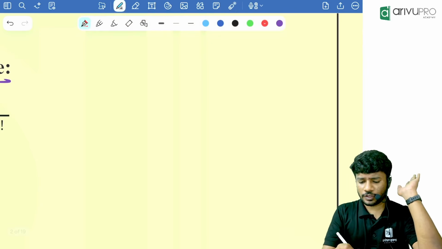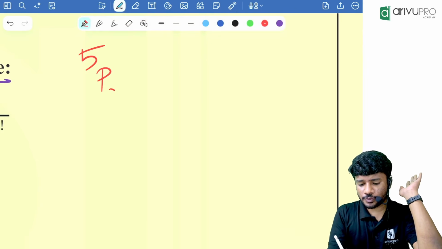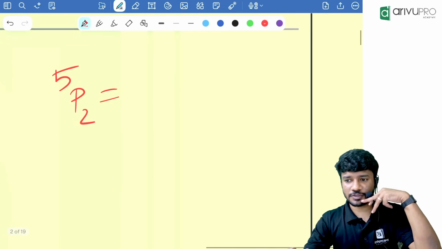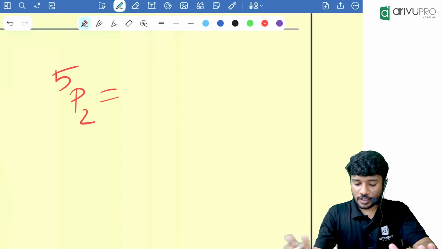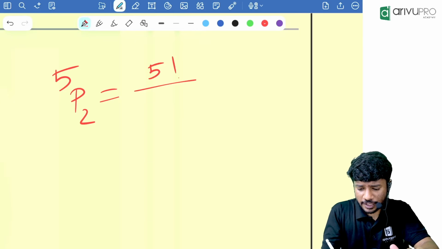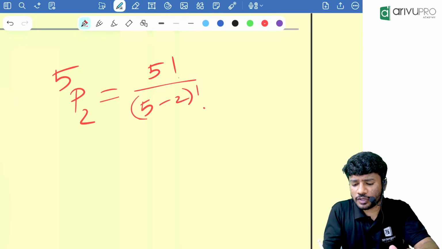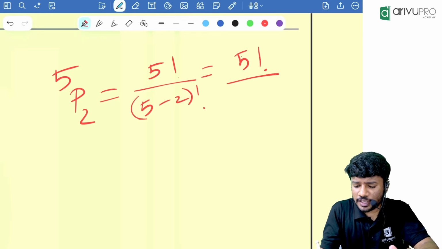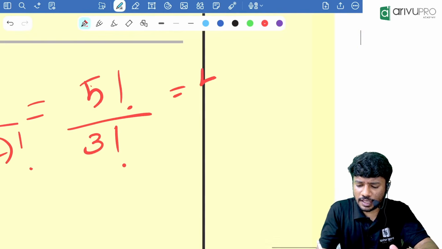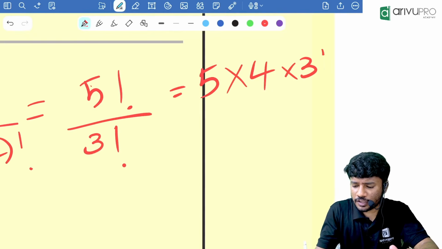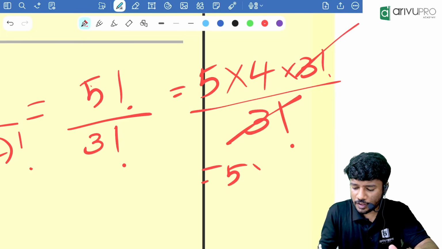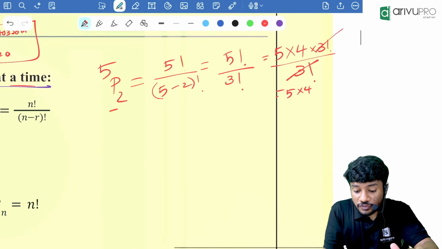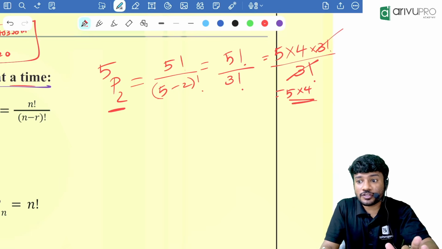Everyone, along with me, please write 5P2. We need to arrange 5 items in 2 seats. How many ways can it be done is the question. 5P2, what is the formula? 5 factorial divided by (5 minus 2) factorial. That is 5 factorial divided by 3 factorial. I can write 5 factorial as 5 into 4 into 3 factorial, divided by 3 factorial. Can I cancel this? What is remaining? 5 into 4. So 5P2 becomes 5 into 4.